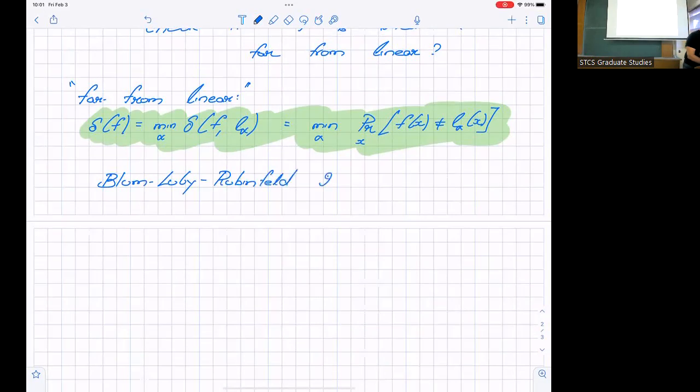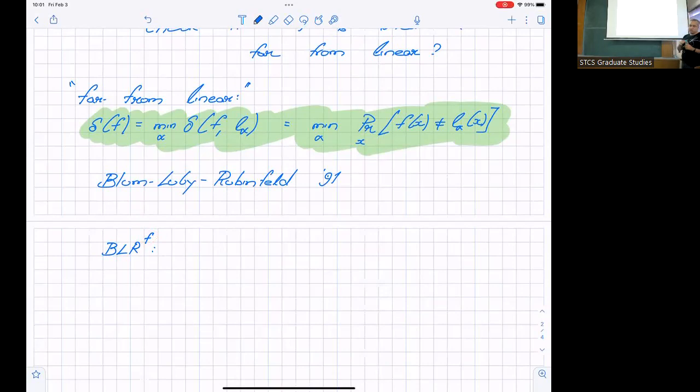In '91, they suggested the following test, the BLR test, for a function f. Once again, I'm going to use this notation: if you don't have explicit access to an input, it's always given as a superscript. That means you only have oracle access to the input, and I want to check if f is linear or not.